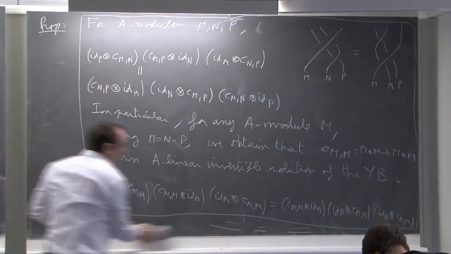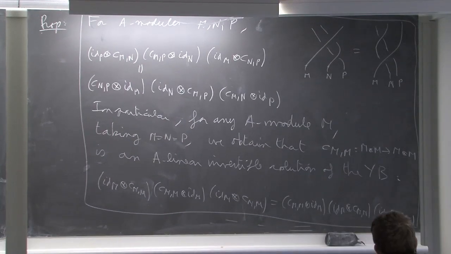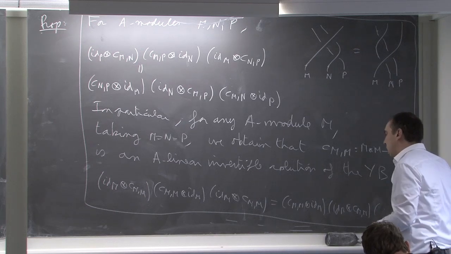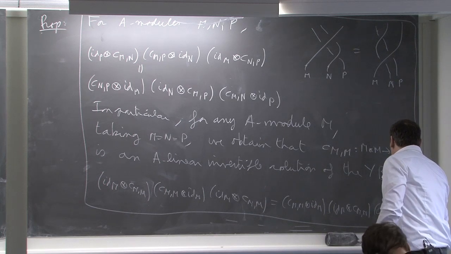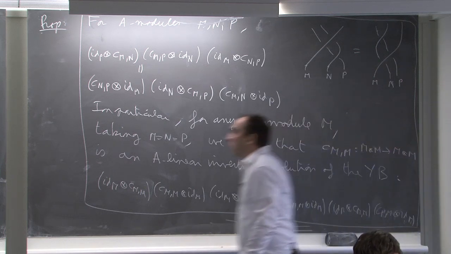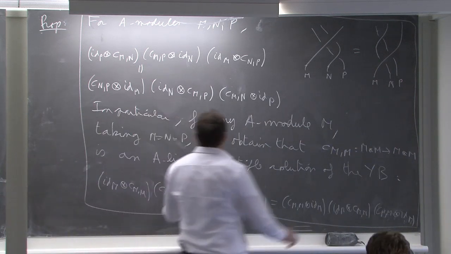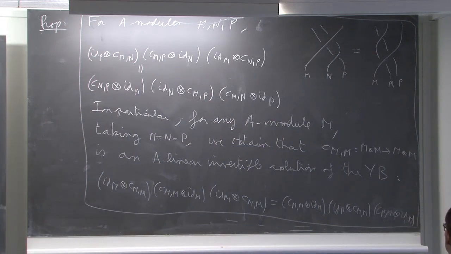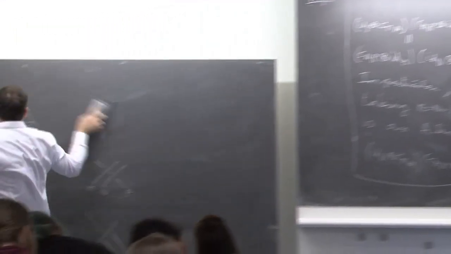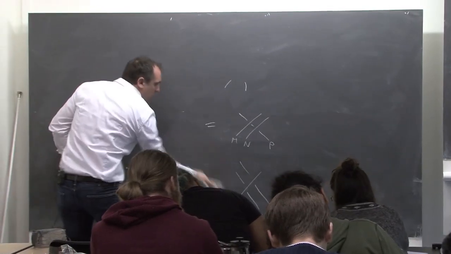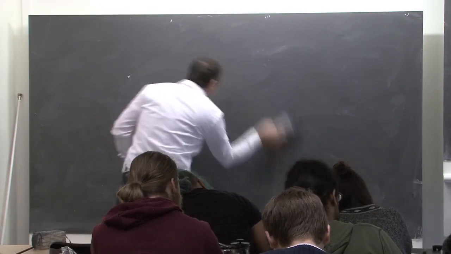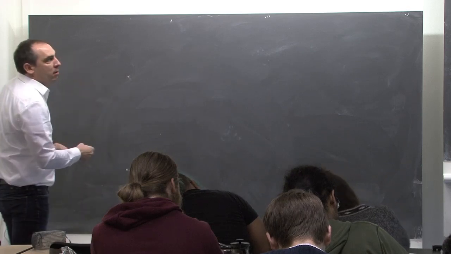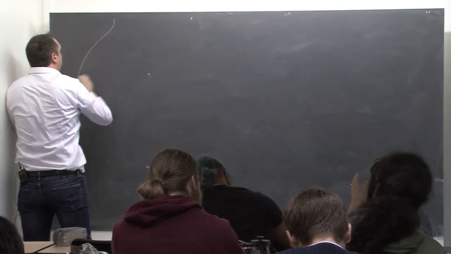Okay, so here we produced a solution of the Yang-Baxter equation. So we just need to prove this relation. We will use graphical notation to simplify. So this is the third Yang-Baxter move. So we show this.